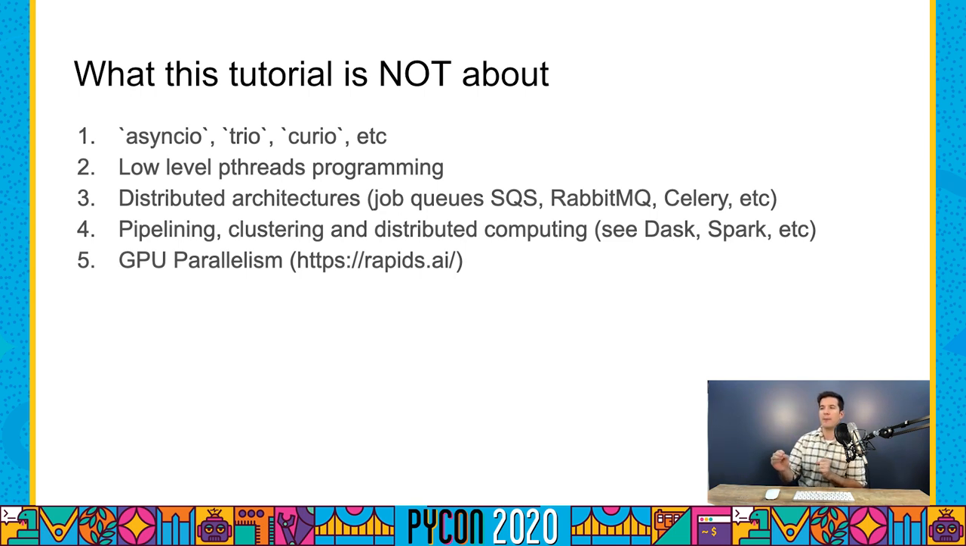This is not about pipelining, clustering, or distributed computing. That's better suited for something like Dask or Spark, in which you have multiple computers processing something in parallel, okay?